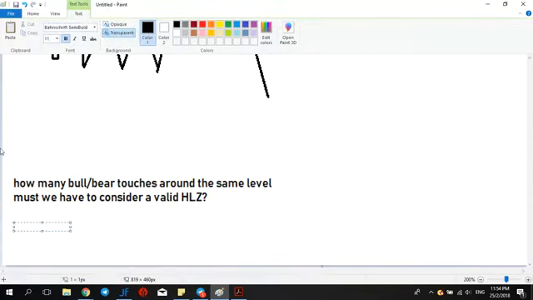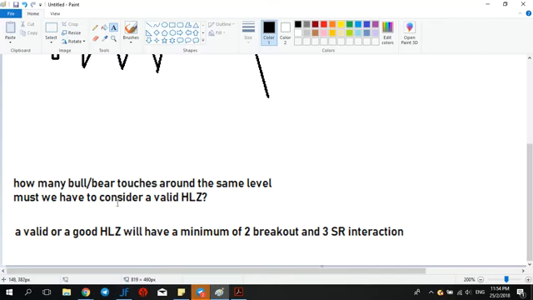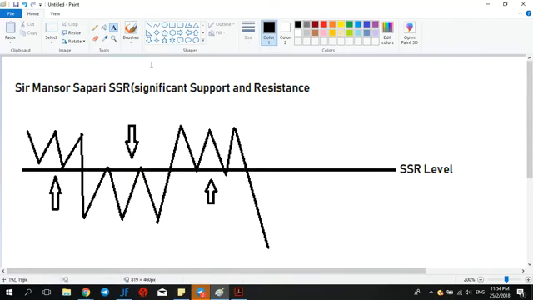Okay. Valid or a good HLZ will have a minimum of 2 breakout and 3 SR zone, SR area, SR interaction. Okay. Valid or good HZ, we have a minimum of 2 breakout and 3 SR. Okay, yeah, something like this.